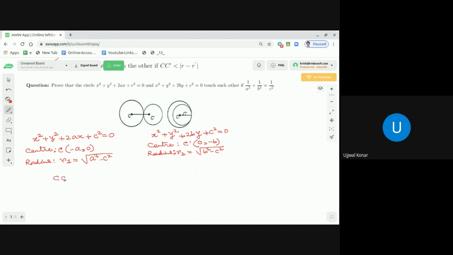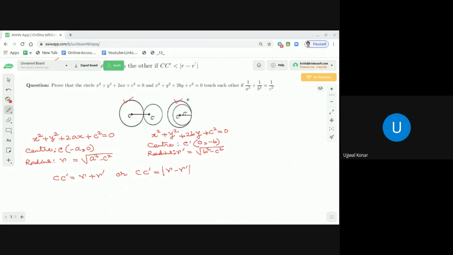Then C1 C2, C dash should be equal to R1 plus R2. Okay, let's do one thing, dear students. Instead of R1 and R2, let's take R and R dash so that we can make it exact in the manner of the centers whatever we have taken. So C dash should be equal to R plus R dash if they touch externally. And if they touch internally, then we will get C dash is equal to mod of R minus R dash. Correct? So this is the case.